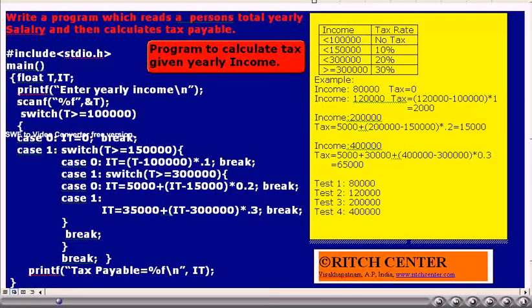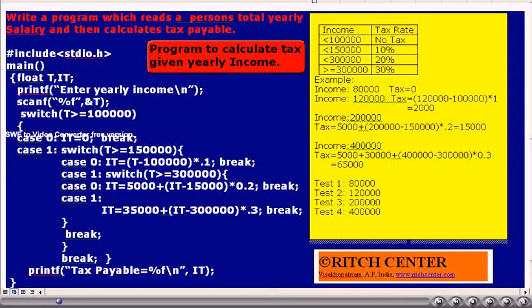Now, consider another candidate's total income is 1.2 lakhs, 120,000. For the first 1 lakh, the candidate is not required to pay anything. Above 1 lakh, how much income does he have? 20,000 rupees. For that, 10%. That is, 2,000 rupees he is supposed to pay. That is, the tax payable by him will be 2,000.